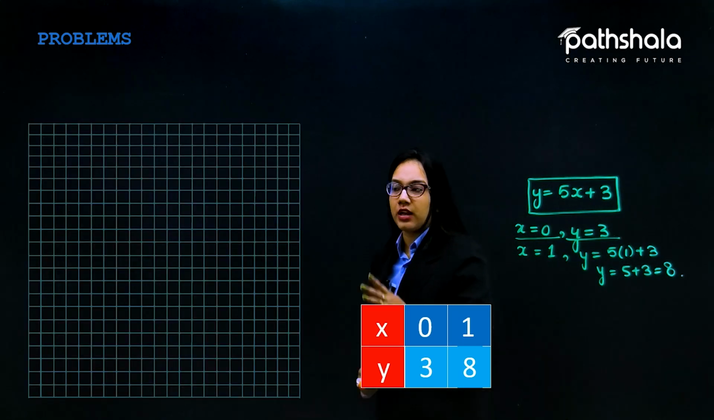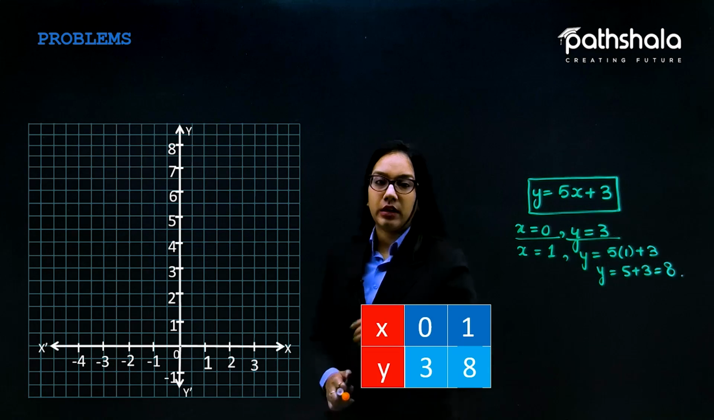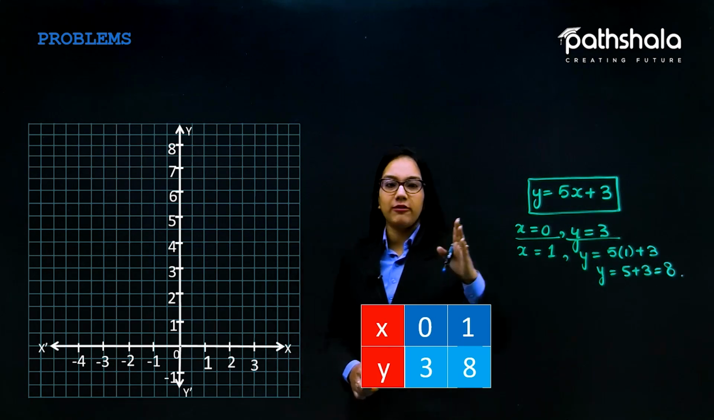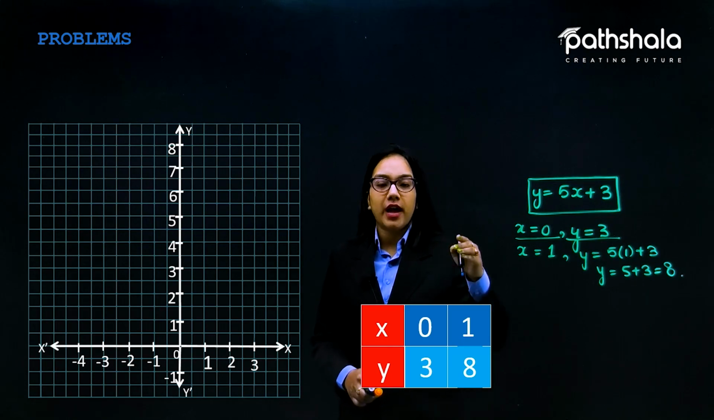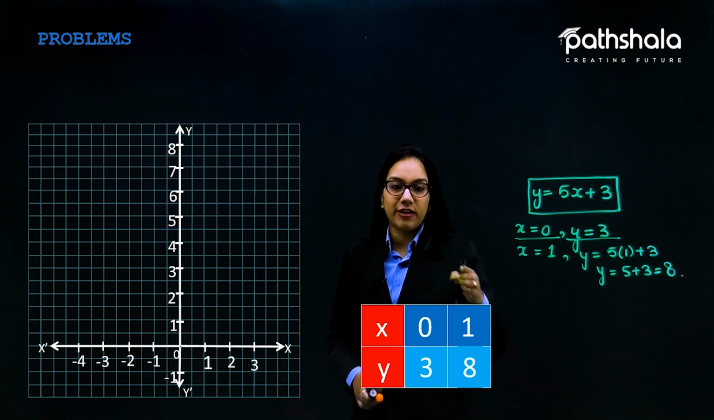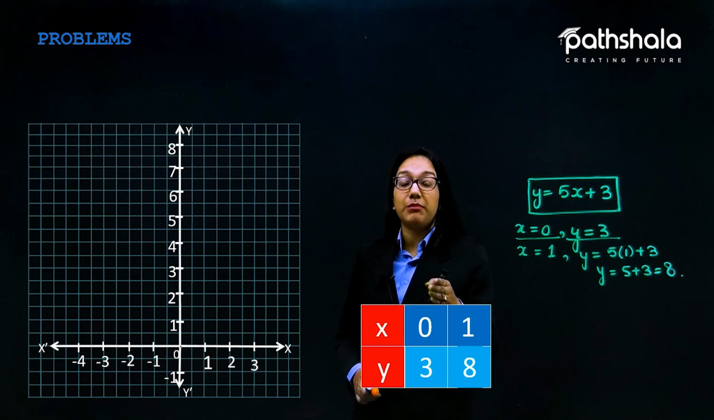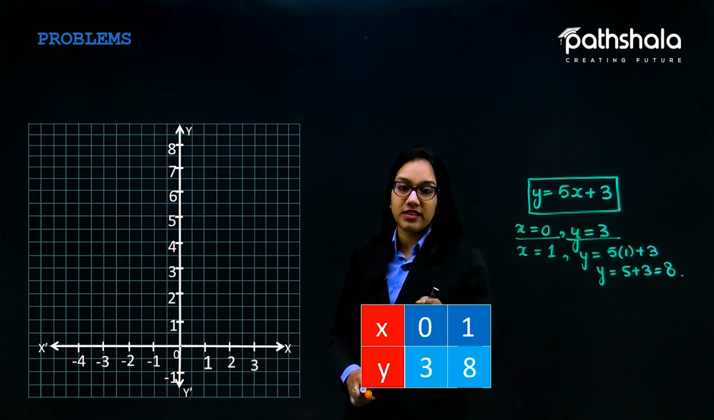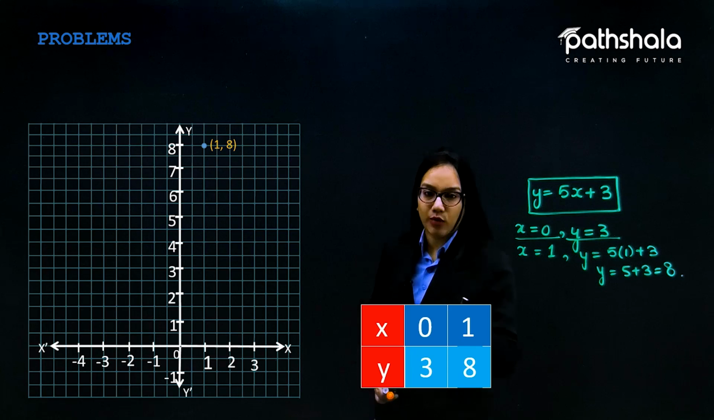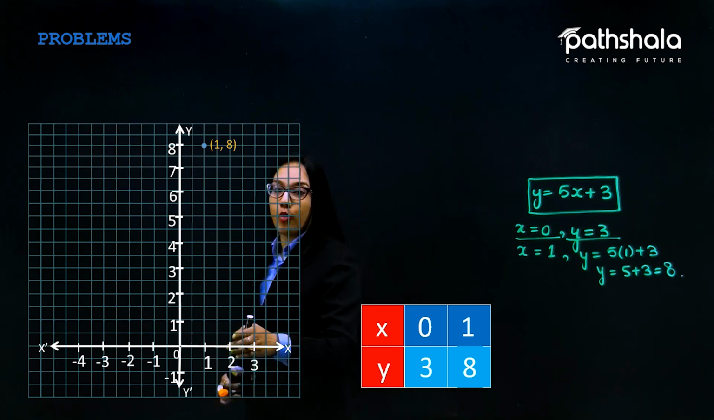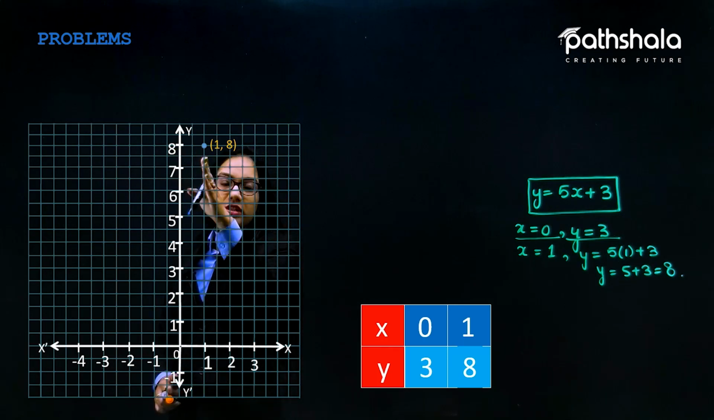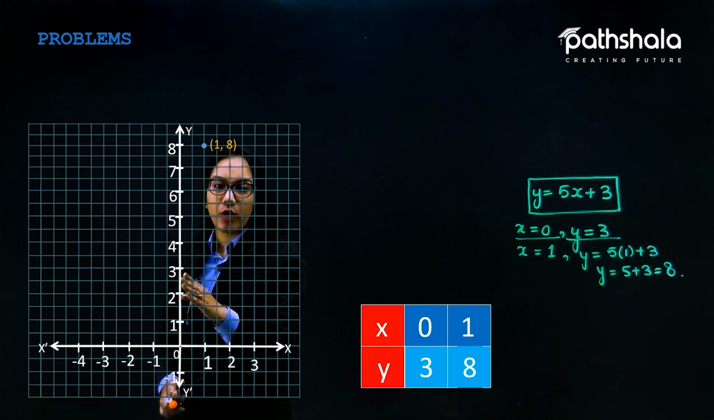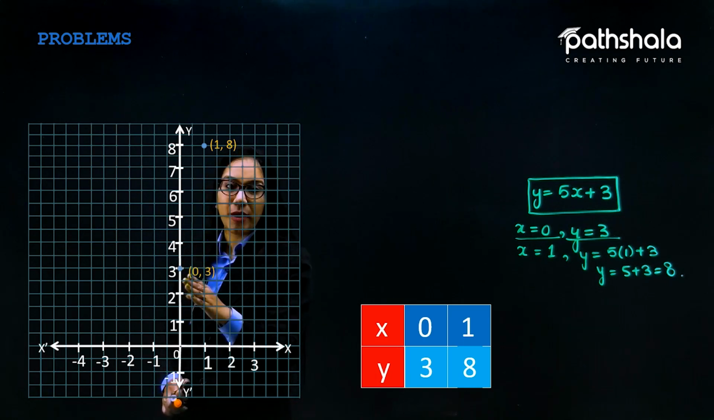Let us take our Cartesian plane and plot the points 0, 3 and 1, 8. First of all, 1, 8 means x is 1 and y is 8, and the point 0, 3 means the point lying on the y-axis. So first we take 1, 8 at this particular point, x being 1, y being 8. So this is the point 1, 8. Further, 0, 3 means this particular point.